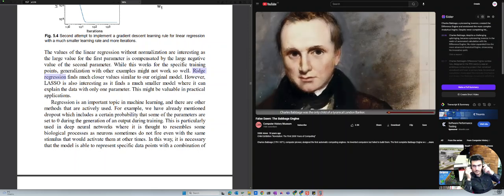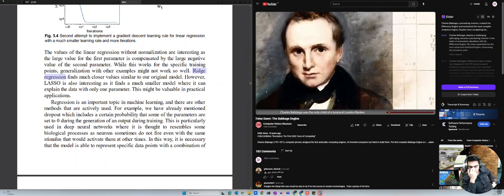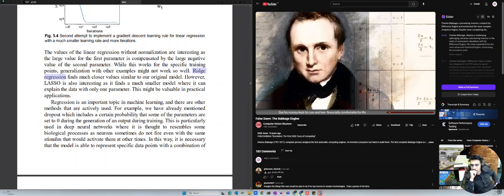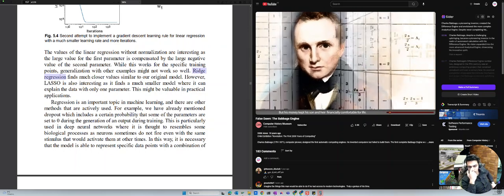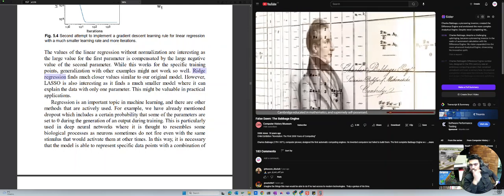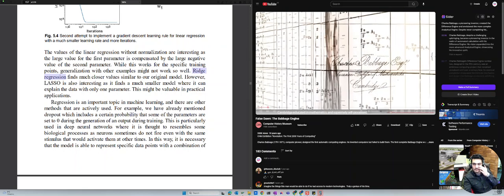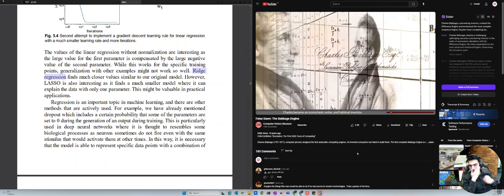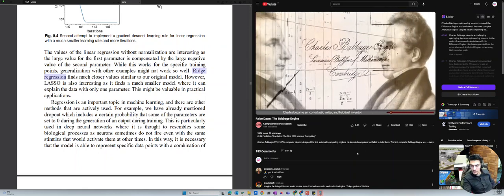Charles Babbage was the only child of a tyrannical London banker, a bully at home, but his money kept his son and heir financially comfortable for life. Cambridge educated in mathematics and supremely self-possessed, Charles became an iconoclastic writer and habitual inventor.